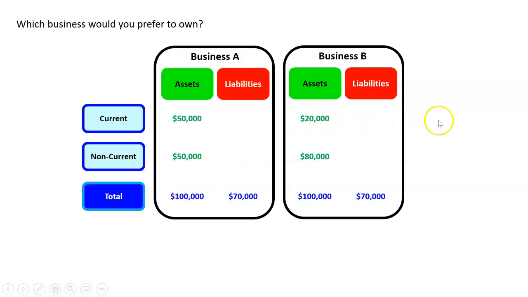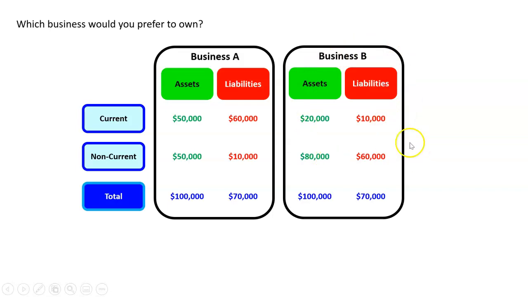However, a classified balance sheet also allows us to look at the current and non-current liabilities. So now we start to see a different story. We can see here for business A, its current assets are 50,000, but its current liabilities are 60,000. Whereas business B, look, it's only got $20,000 of current assets, but it's only got $10,000 of current liabilities. I'd actually prefer to be business B.